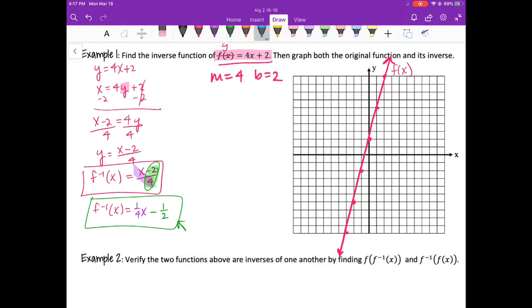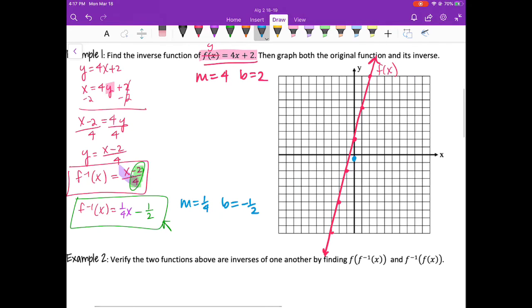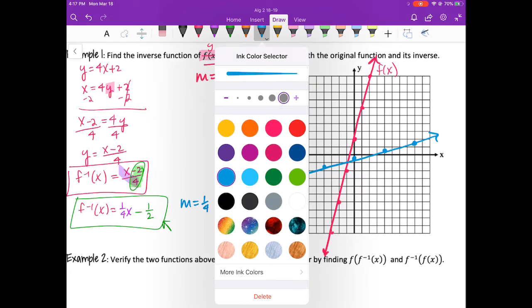And for our inverse, our m is 1/4, and b is negative 1/2. So we start at negative 1/2, and moving up 1 would put us at positive 1/2, as well as right 4. So up 1, right 4. Then go back to our y-intercept, down 1 and left 4, and we connect those points. There is f inverse of x.